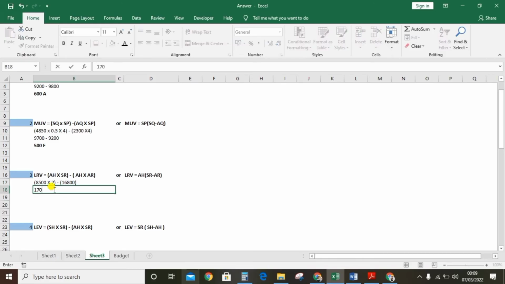So 17,000 minus 16,800. So there is a 200 favorable. Why favorable? We compare the standard rate and actual rate. This side standard rate and this side actual rate. So the standard rate we budgeted 17,000, but we spent 16,800. So 200 is less than the budgeted. So that is favorable.